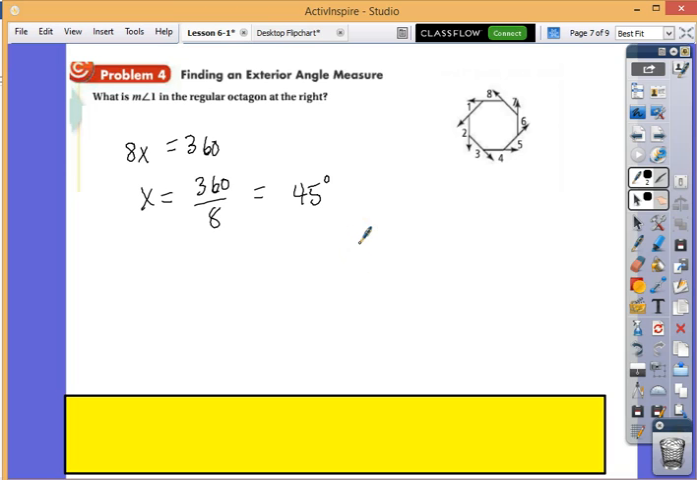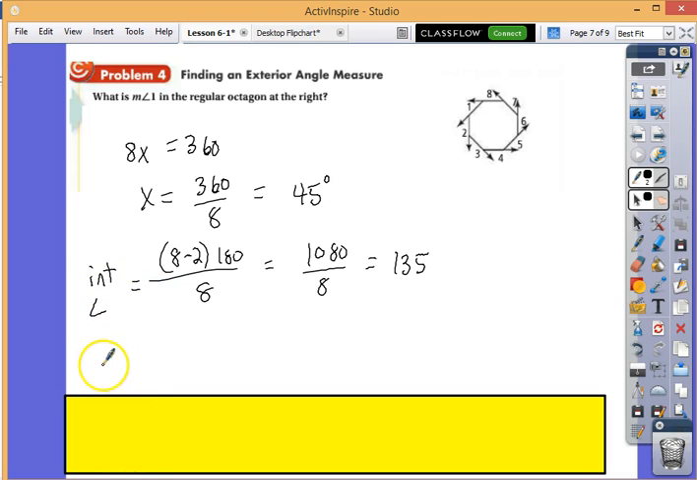You can use the formula, and the formula is, in this case, 8 minus 2 times 180 divided by 8, which would be 6 times 180, 1080, divided by 8, which is 135. And that would give you each interior angle. But then that's also going to be supplementary to the 45 that you already know.